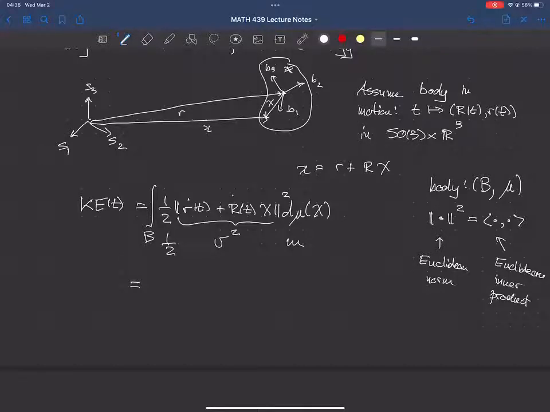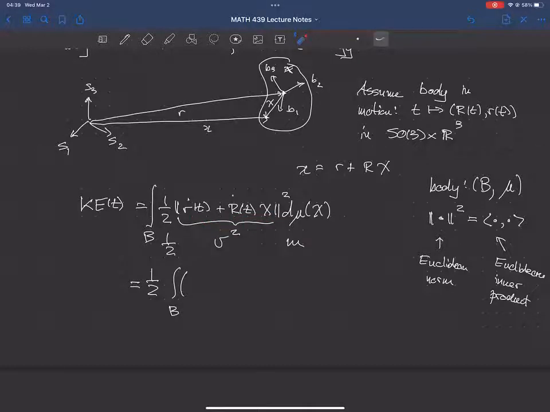Okay. So let's go ahead and do that. All right, so we're going to integrate over the body. Okay, so we're going to write this norm squared term here as the inner product of this with itself. Okay, and then we're going to expand the inner product, and so you're going to get the inner product of this with itself, and you're going to get the inner product of this with itself, and then you're going to get a cross term.